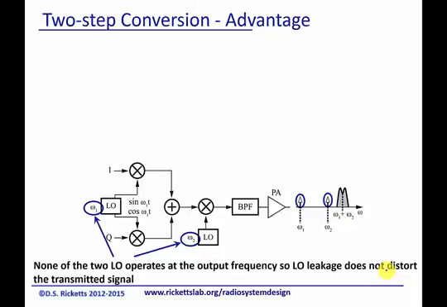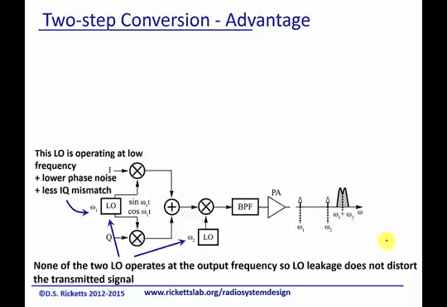So one of the benefits of this architecture, as you can see here on the bottom of the slide, is that neither of the LOs appears in the signal, right? So any carrier leakage is just going to pop up at the original omega 1 and omega 2, but doesn't show up at our signal. So that's the major benefit, is we've eliminated any carrier feed through that might be a problem for us.